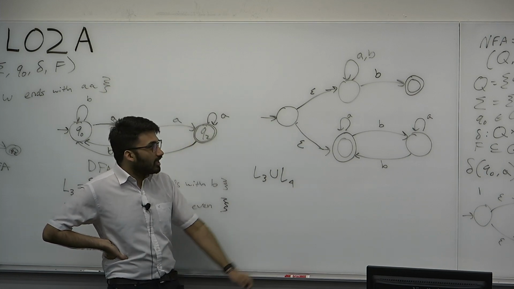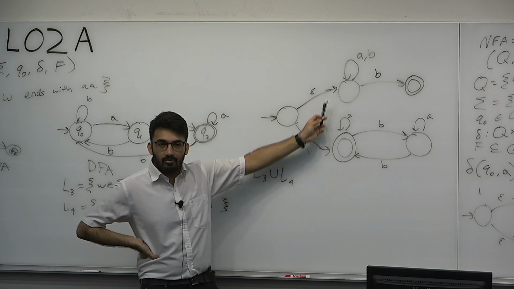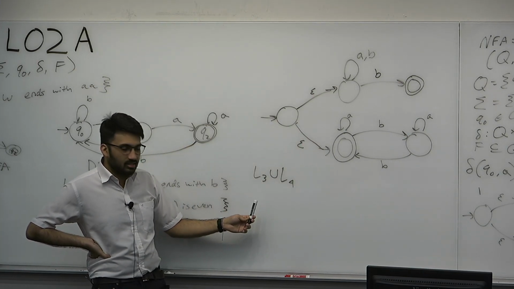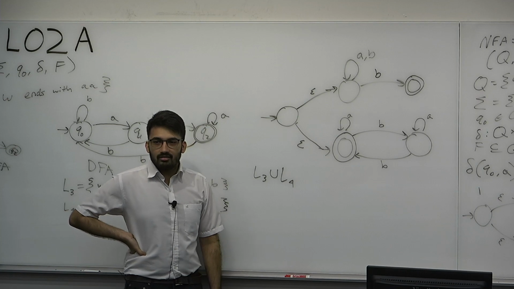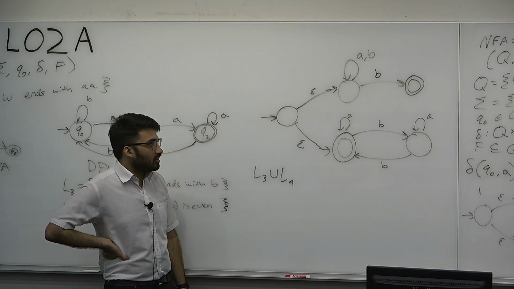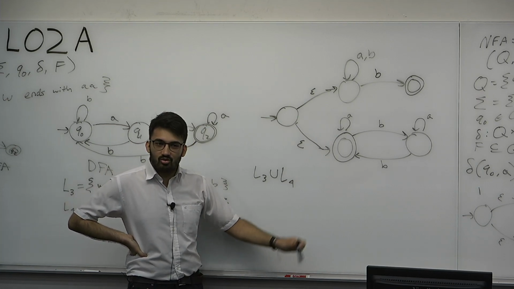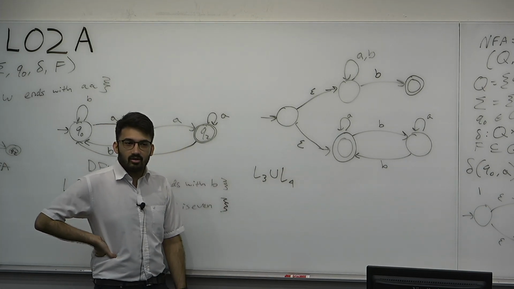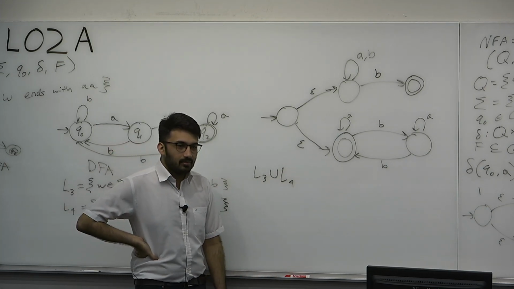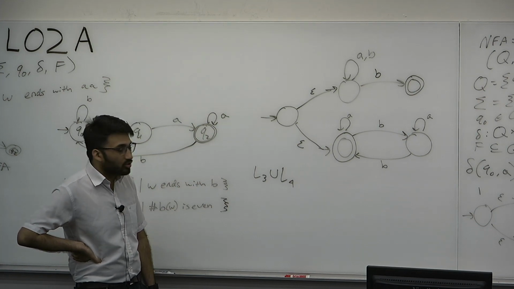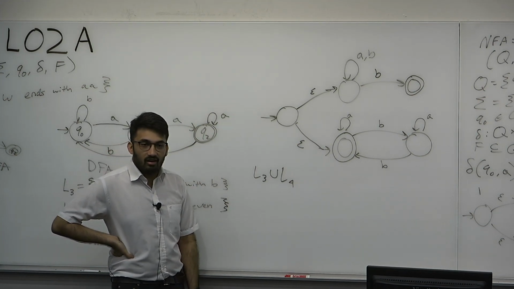Right? It may be the case that there are accepting computation paths at the top. There may be a word that ends with a B and has an even number of B's. That's fine. That's not illegal, because as long as there exists one accepting computation path, it's going to work out. Right? So this is a way you can quickly do the union of two NFAs to get the union of the languages.